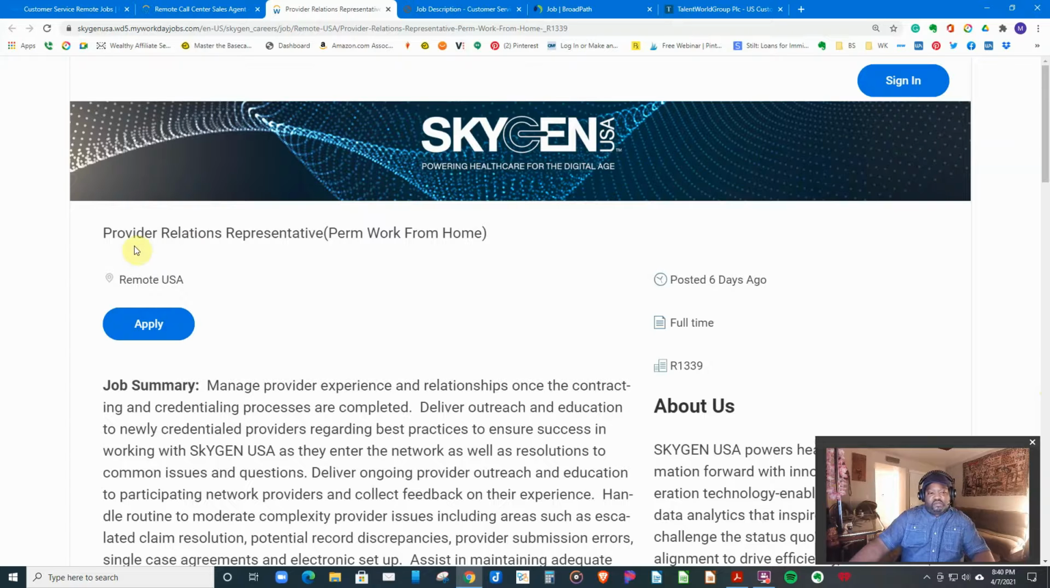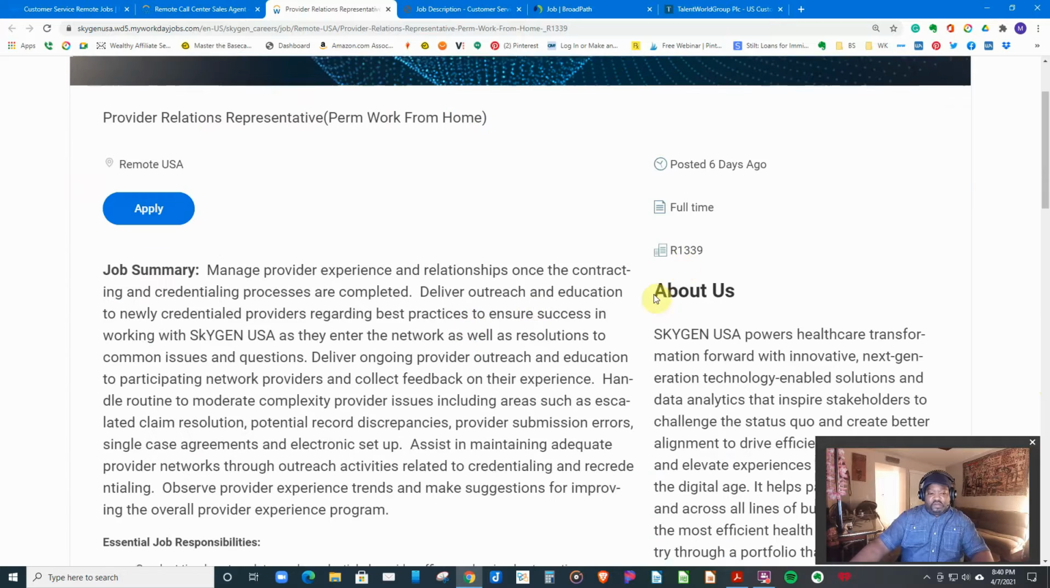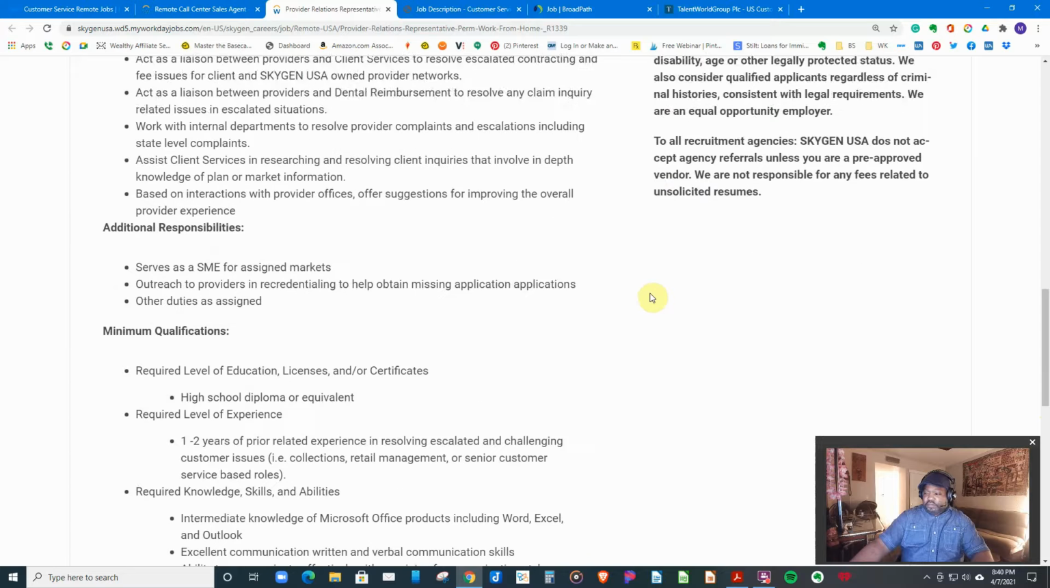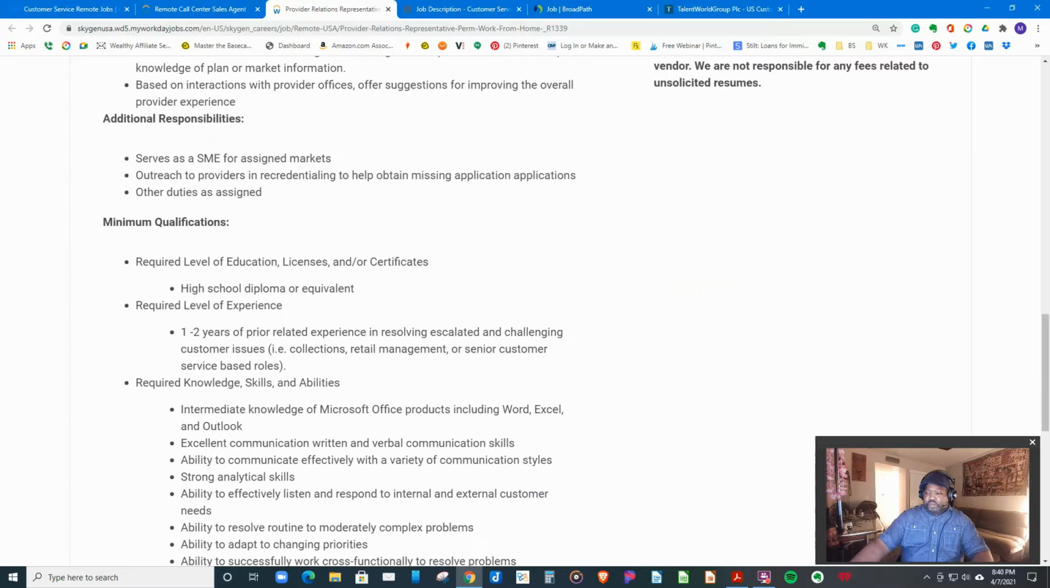Currently, SkyGen is looking for provider relations representatives to work from home permanently. So these are permanent, full-time jobs here. Your job will be to resolve provider inquiries regarding claims, billing, and more. You're not going to be getting calls from patients or members about making an appointment or anything like that. You're going to be getting calls from actual dentists, their office staff, and optometrists, regarding any claims or billing or things of that nature, and you're going to help resolve their inquiries.